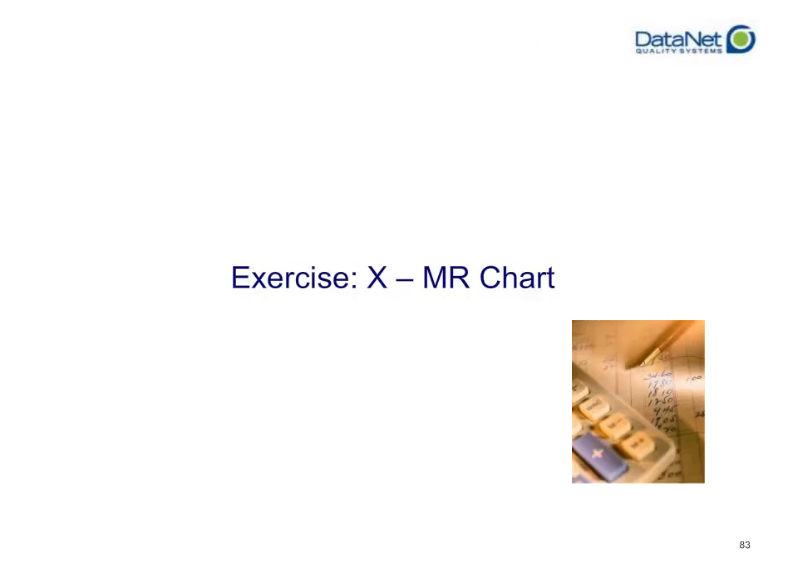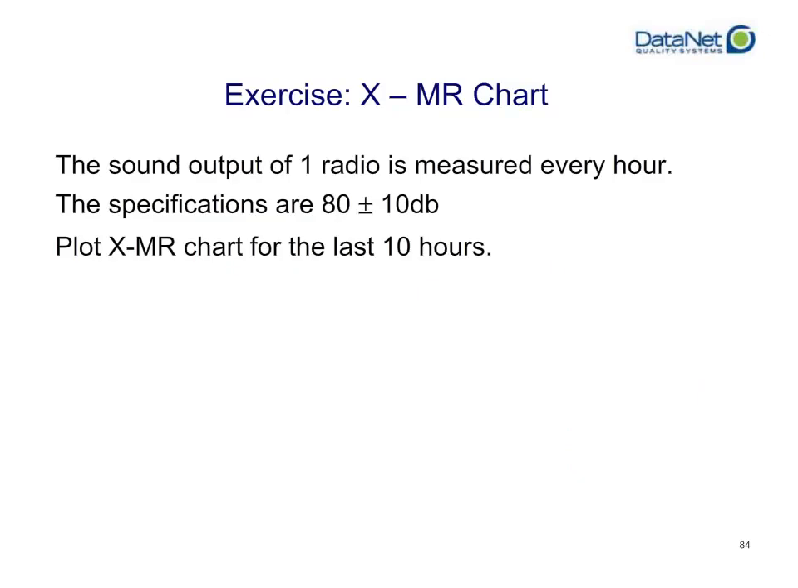Here's an exercise for an X and MR chart that you can do on your own, and like all the other examples, this one is inside the SPC Fundamentals training guide that you can follow along with. In this exercise, you are again a radio manufacturer. This time, one radio is measured every hour. The specs for the radio are between 70 and 90 decibels, 80 plus or minus 10. Plot your X and MR chart for the last 10 hours.